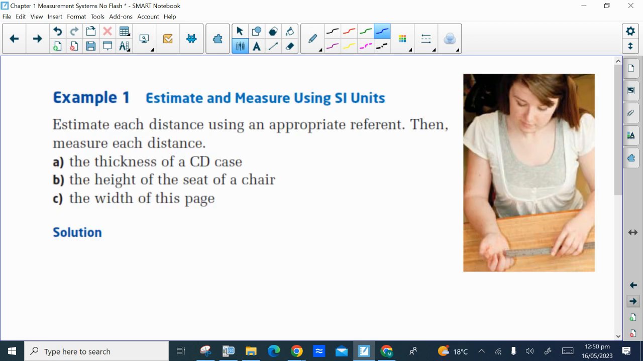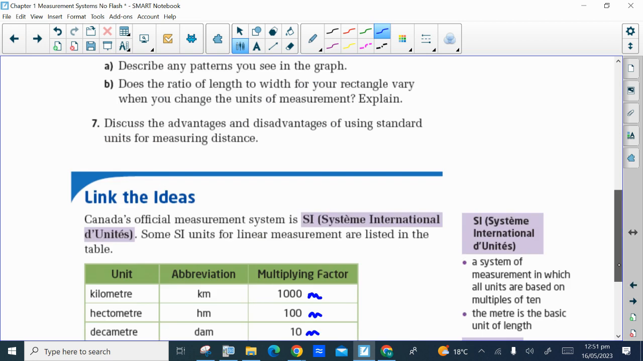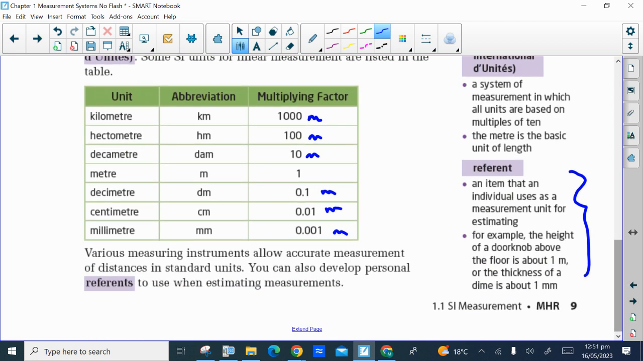So, example 1 says, estimate each distance using an appropriate referent, then measure. So, what we will do here is we'll just talk about what referent a person might use. The first one would be the thickness of a CD case. Well, we saw just on the previous page that a dime is about 1 millimeter thick. So you could use dimes.